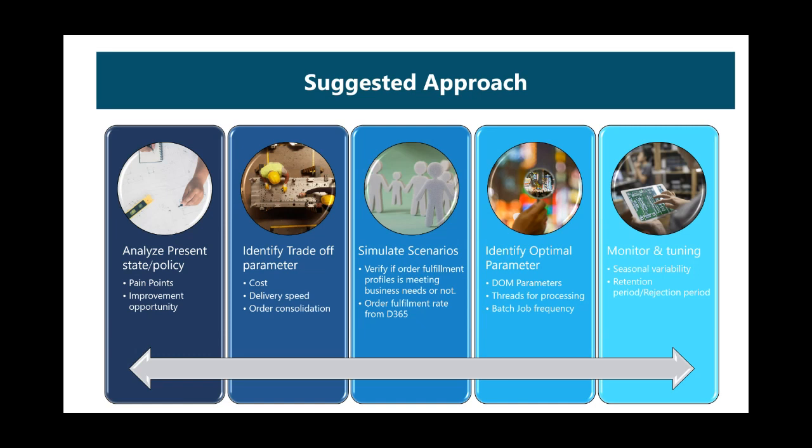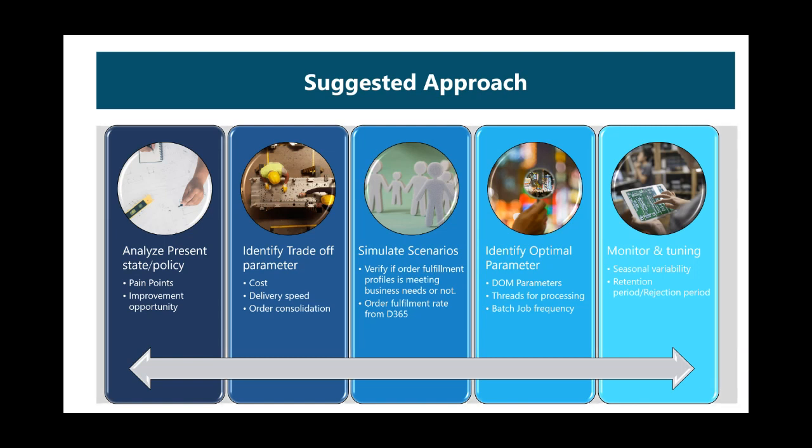And threads for processing is for when you're running this batch job. So if you are having only one server, then it may become a problem. So you may consider adding more servers for job processing, especially when you are having a large number of orders. And monitoring and tuning: DOM processing requirements might change over a period of time. In normal business it is okay, but during the holiday season they want to process more orders. So accordingly, the parameters need to be updated for the heavy seasonal period.